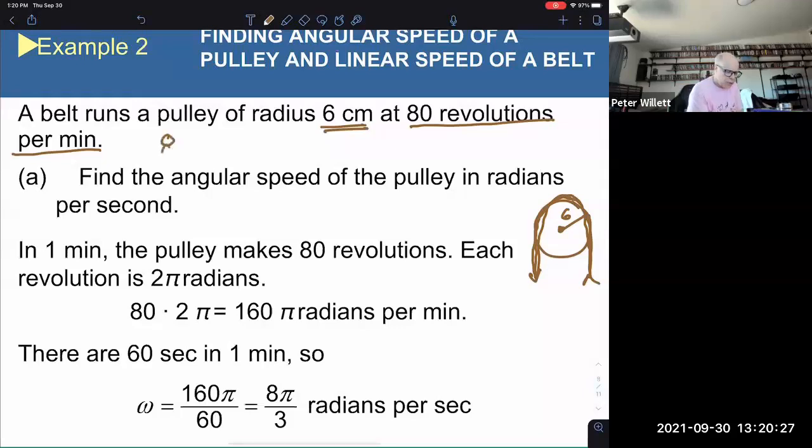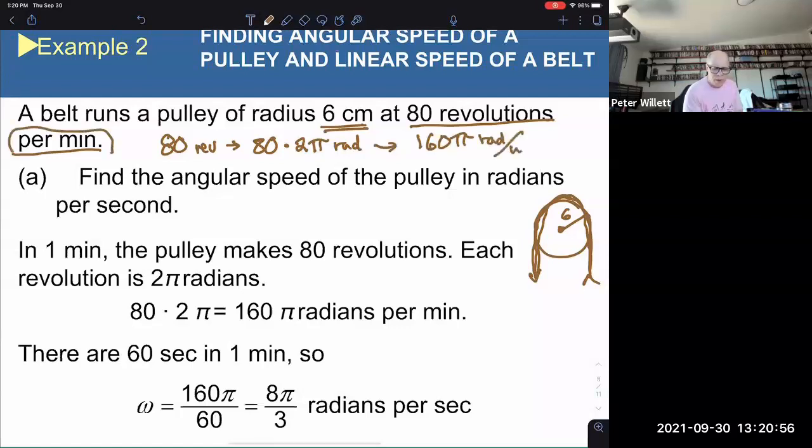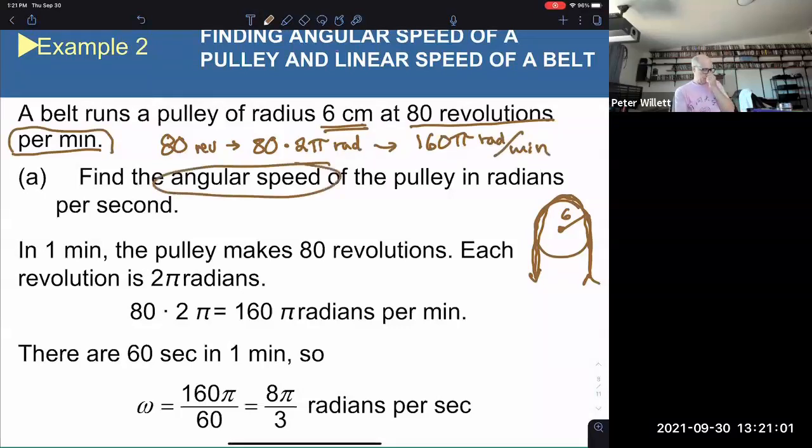So I'm going to point out that 80 revolutions is 80 times 2 pi radians, because one revolution is 2 pi in radians. And so if you did that 80 times, you'd multiply that by 80. And that gives you 160 pi radians, and you're doing that per minute. So if I divide that by minutes, that's the angular speed of the pulley.